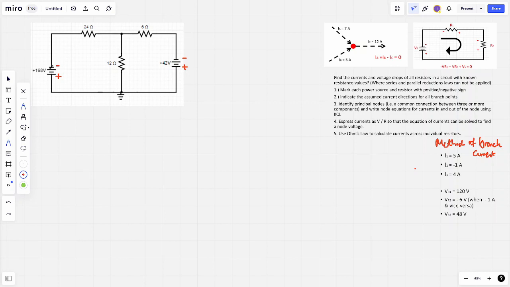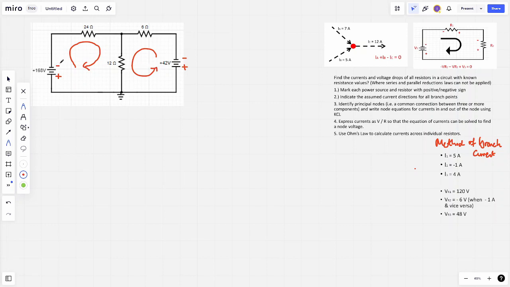As this is the negative terminal, the electrons, which are negatively charged, flow from negative to positive. Therefore, if you imagine, the current's going to flow in a clockwise direction in this loop, and likewise, this is the negative sign and that's the positive, so negative to positive is counterclockwise. Again, this was exactly the same as the method of branch currents.